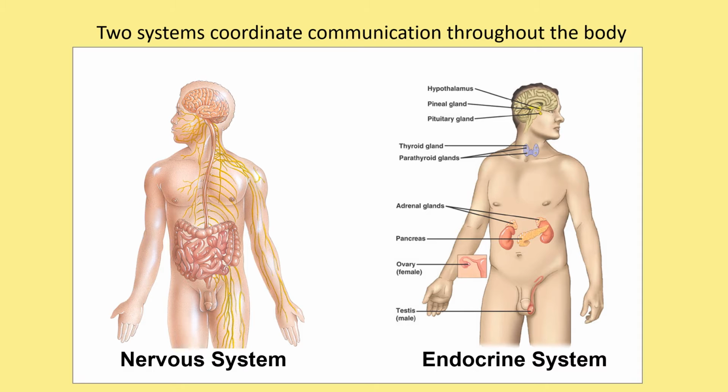We're going to focus our attention on the nervous system. It is important to acknowledge, to recognize, to remind ourselves that there are 2 organ systems that are dedicated to cell-to-cell communication in the body. There's the nervous system and the endocrine system.